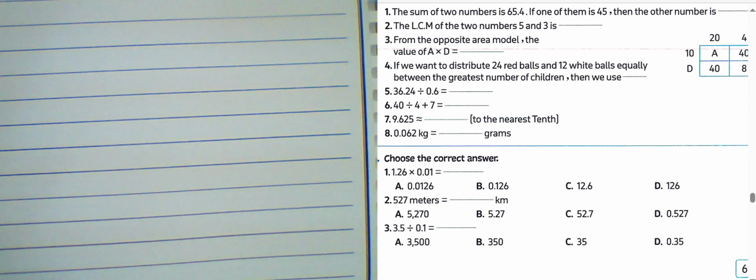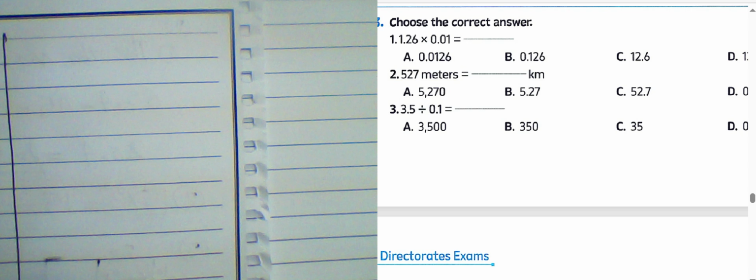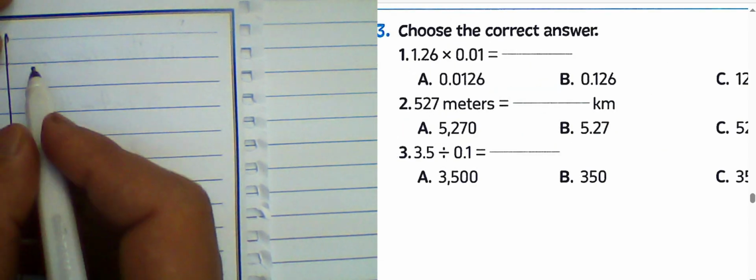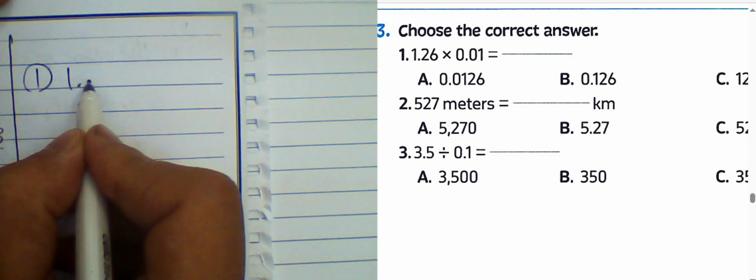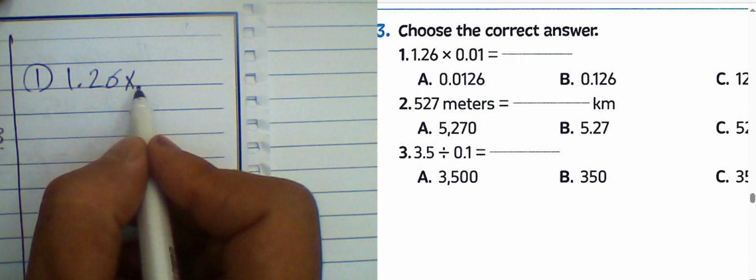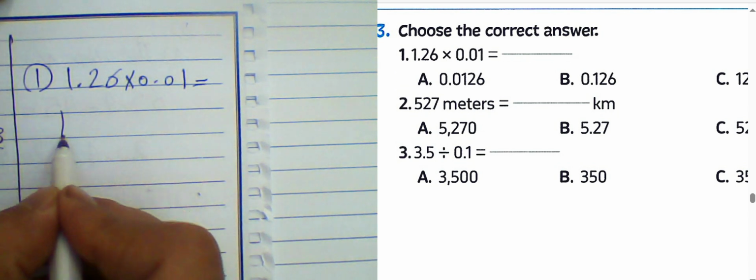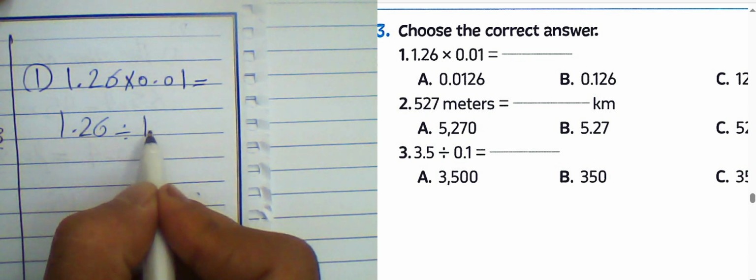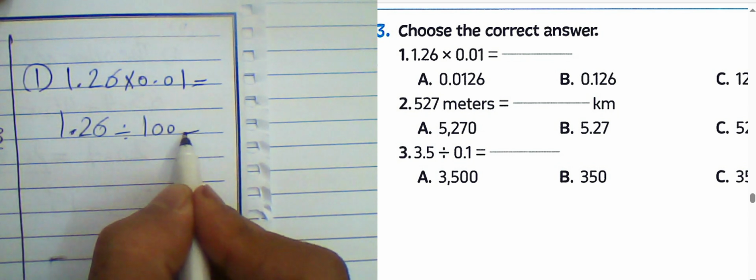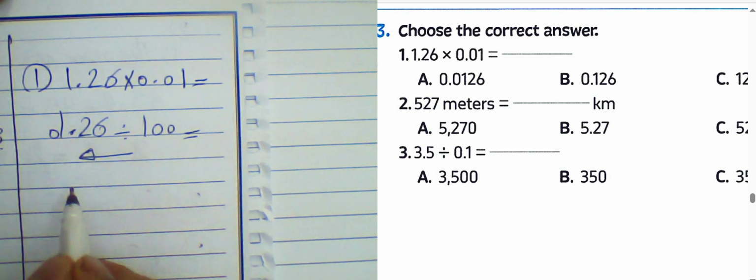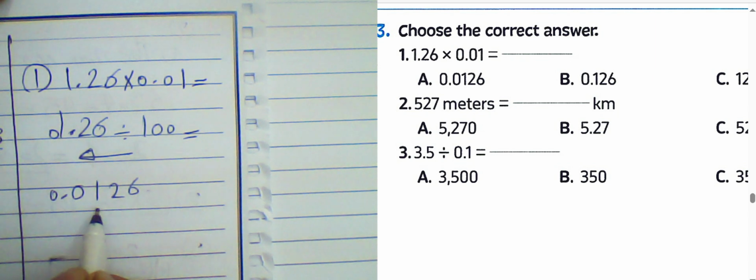Next question, choose the correct answer. Number 1, we have 1.26 product by 0.01. In this example, meaning divided by 100. Divided by 100, move the point left hand side by 2 places. Put 0 here, 0, 1, 2, 6, and the point here, okay? It's the place of the point. It will be 0.0126.